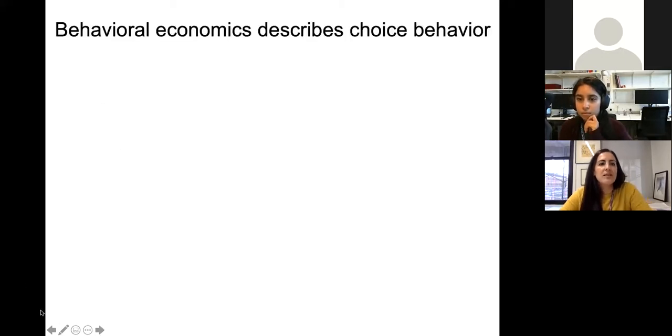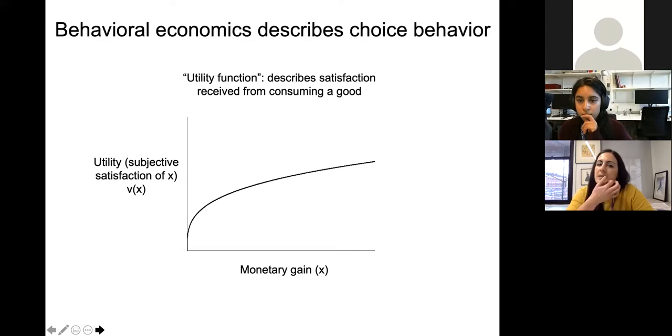Okay, so as a neuroscientist interested in decision making, I'm drawn to behavioral economics because I think it provides a really useful quantitative framework for describing choice behavior. And I just want to go over some key terminology and concepts. So the main workhorse of modern economic theory is the idea of utility. And so the idea is that we don't evaluate outcomes or rewards based on their absolute amount, but based on the subjective satisfaction or utility that we derive from consuming them.